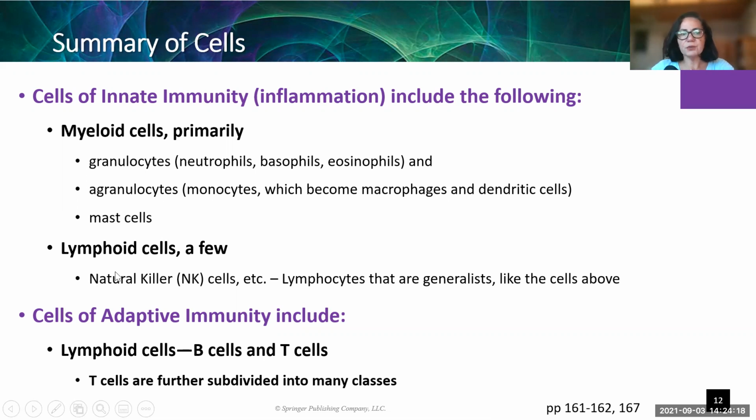And then there's a few lymphoid cells, namely the natural killer cells. And why they're classified here is because they're acting like generalists, like the other cells. Then down below, we have the cells of adaptive immunity. These are all lymphoid cells, the B cells and the T cells. And the T cells, as we'll see, they're further subdivided into various classes. Some of this information you can find on these pages.